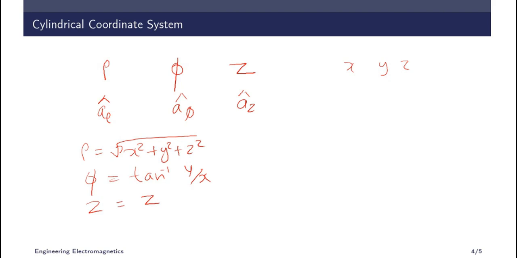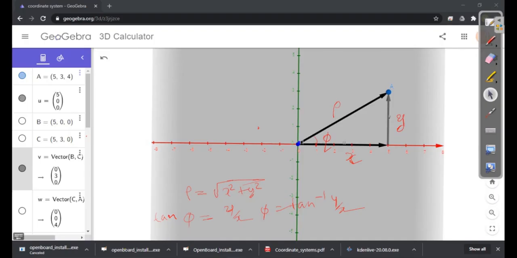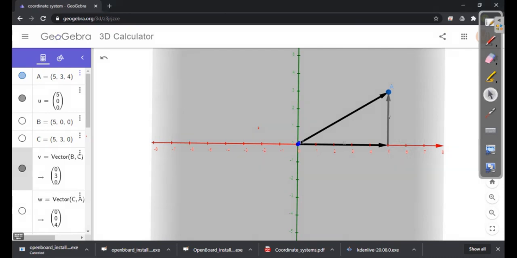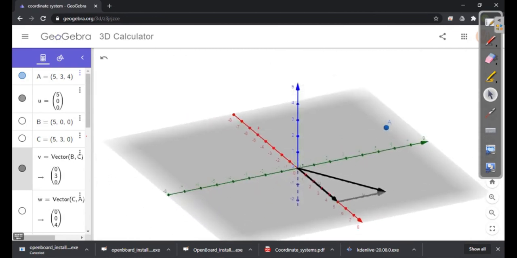So this is about the cylindrical coordinate system. So what is the last coordinate system? That is nothing but the spherical coordinate system. If I go back to the simulation and erase all these things, I want to know the cylindrical coordinate system. So let me reach the point A. This is the circular one I have used.